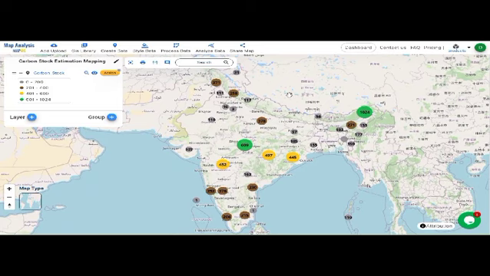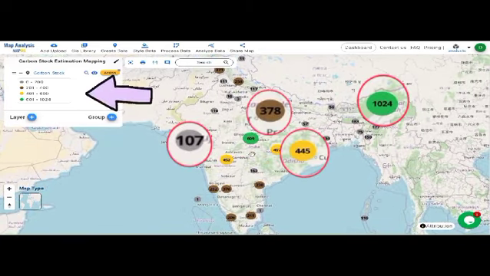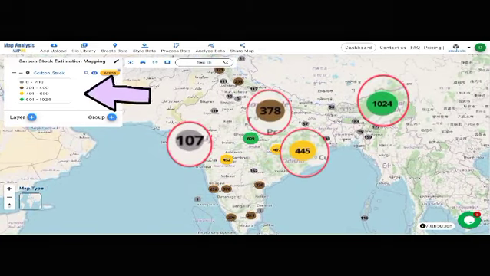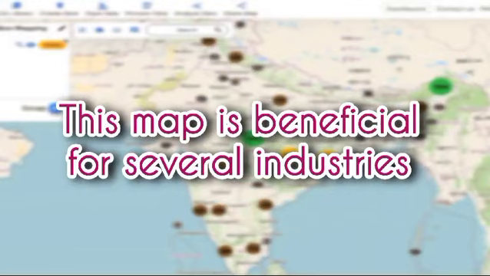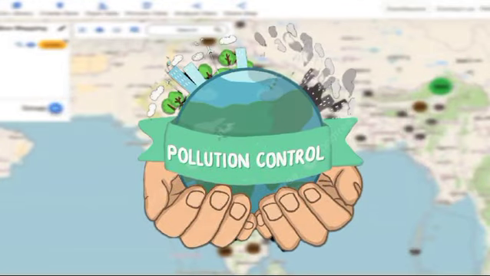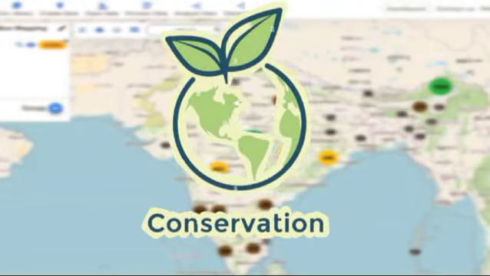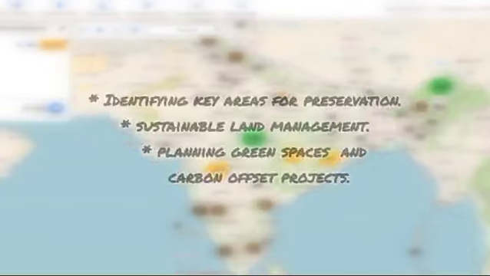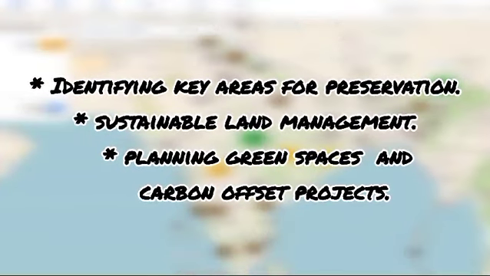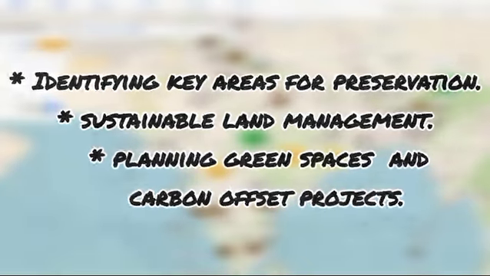Now, the map displays a clear and interactive representation of carbon stock, with 4 different colors indicating varying levels of carbon storage. This map is beneficial for several industries, including pollution control, environmental conservation, and climate change mitigation. It helps in identifying key areas for preservation, sustainable land management, and planning green spaces and carbon offset projects.